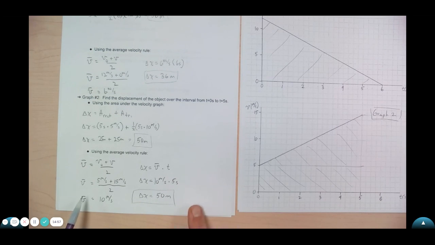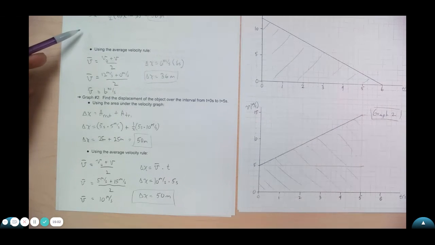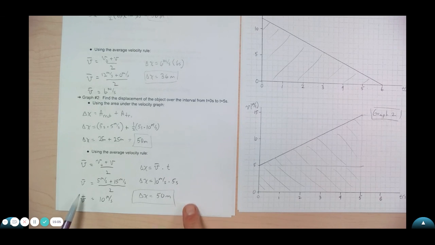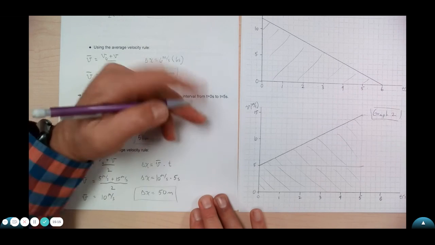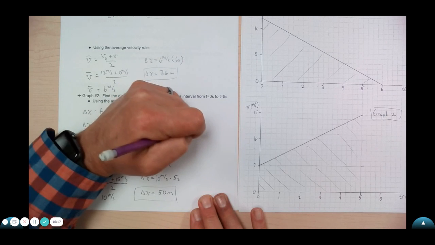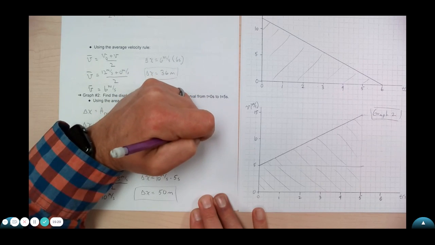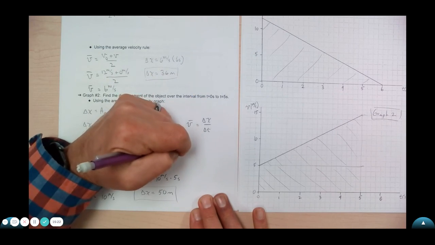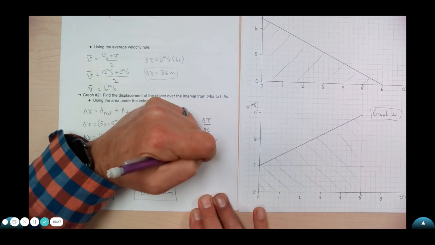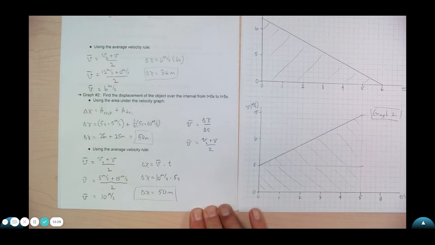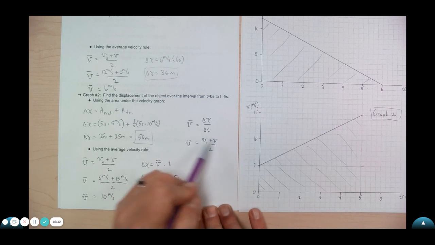So here it was probably more advantageous to do this. It was pretty easy up there to just use the actual area under the graph to figure displacement. But as things get more complicated, this becomes a more useful idea. Hopefully this helps. And to kind of summarize, you've got two ways, folks, to think about average velocity now. One is relating displacement and time, and the other is relating initial and final velocity. And this is called the average velocity rule.